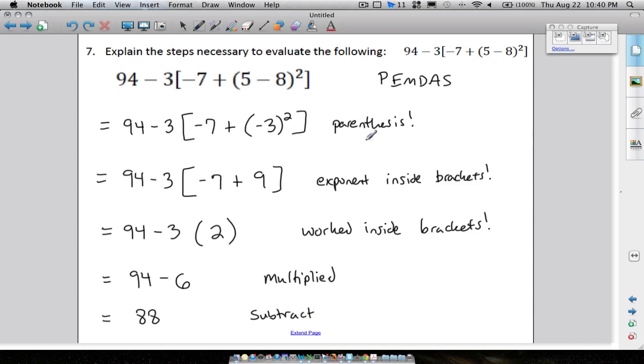So writing down some words to explain each step, I'm going to be looking for that when I grade your module exam. So be very careful and make sure you do follow the directions. Explain the steps. All right.